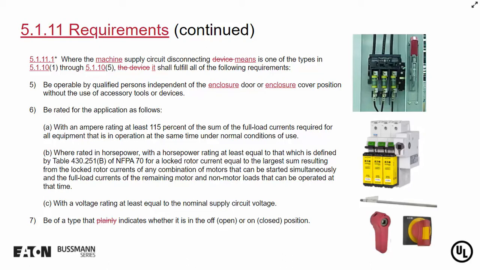And in industrial machinery, again, we typically have more than one motor being supplied on this machine, and we have to make sure that that main machine supply circuit disconnect is rated to operate and open safely all the motors that might be in operation at the same time. And of course, we must have a voltage rating adequate for the nominal supply circuit voltage. And again, we deleted the term plainly, but it must be a type that plainly indicates whether it is in the off, open, or the on, closed position.